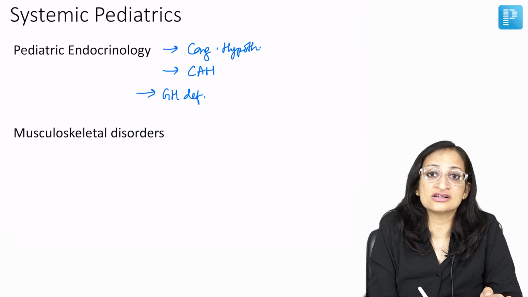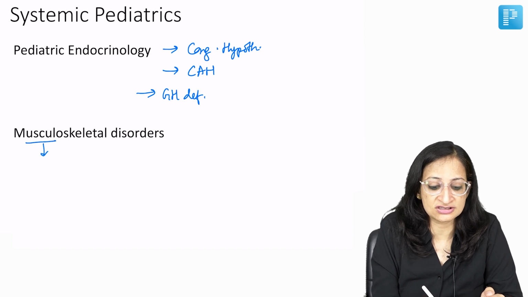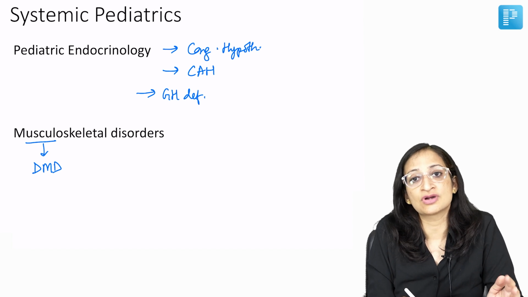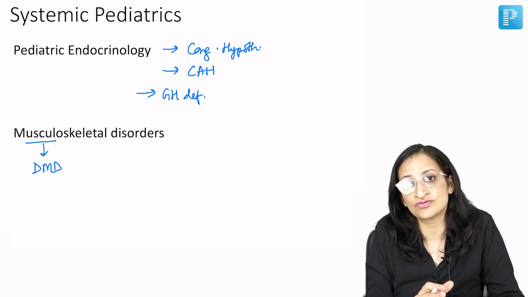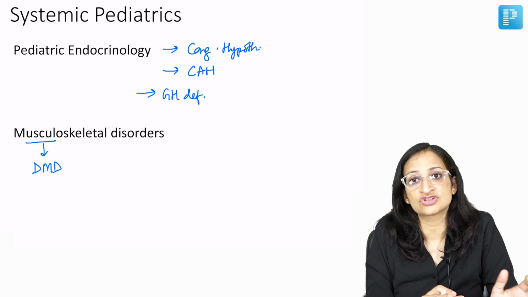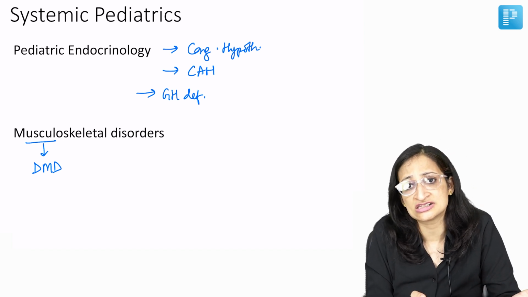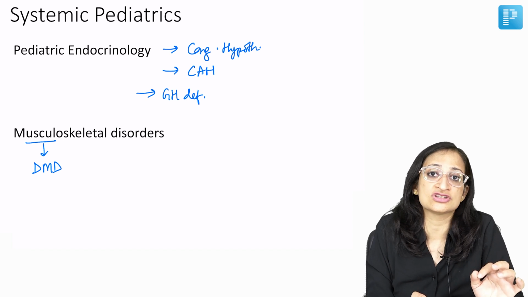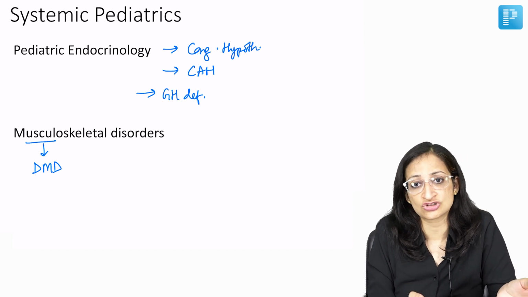Among the musculoskeletal disorders, among the muscle disorders, DMD, Duchenne muscular dystrophy is very important. Sometimes you get questions from other dystrophies like Duchenne muscular dystrophy, Becker muscular dystrophy. Sometimes the LGMD, limb girdle muscular dystrophy, you can get questions. Sometimes you can get questions from related disorders like spinal muscular atrophy.